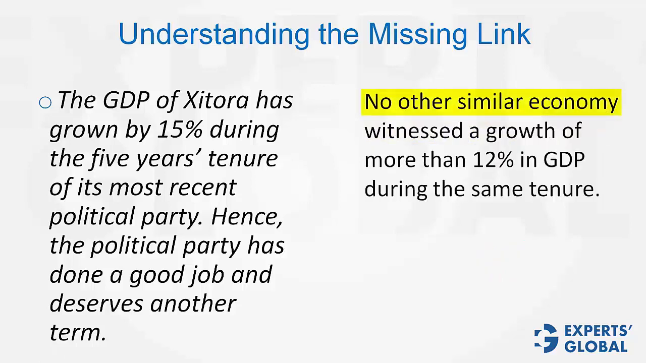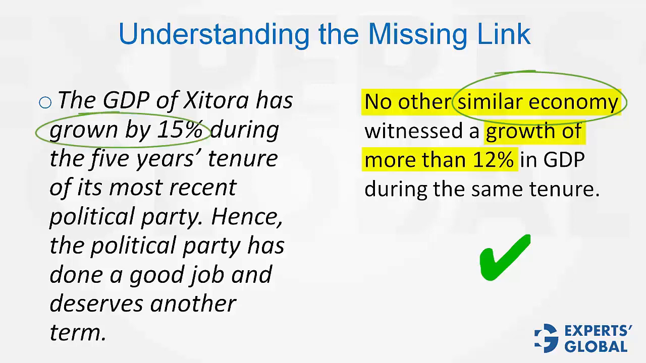Look at this. No other similar economy witnessed growth of more than 12%. You have to be aware of such answer choices. They are very often traps. This statement makes sense because of the term similar economy. An analogy has been drawn, and then the comparison has been made. Therefore, this also fills the missing link. If other similar economies did not grow by more than 12%, and this particular country's GDP grew by 15%, then the argument is strengthened.